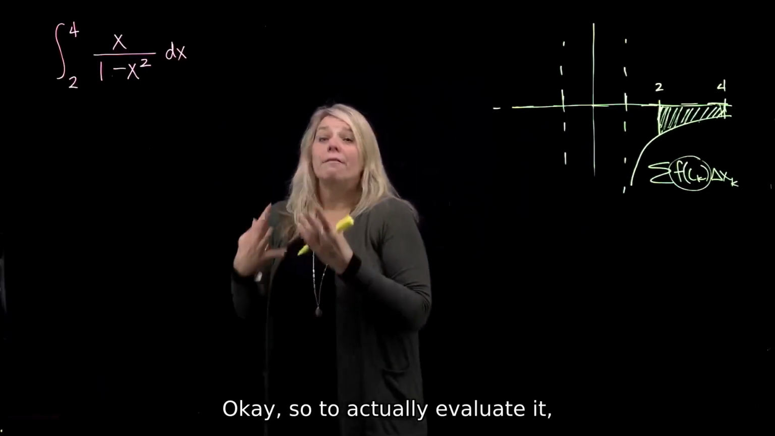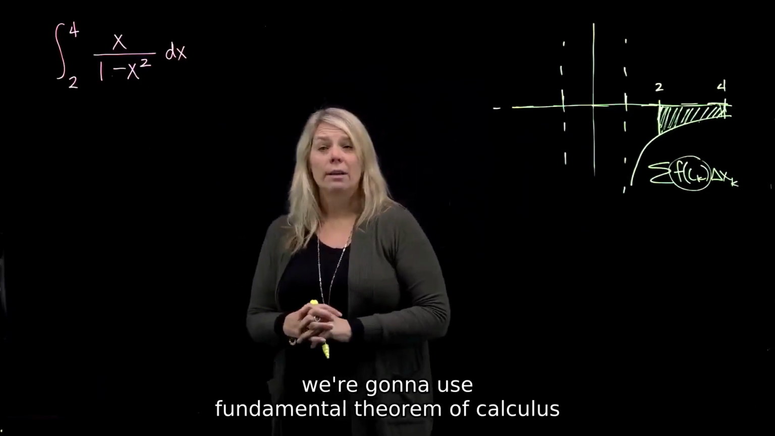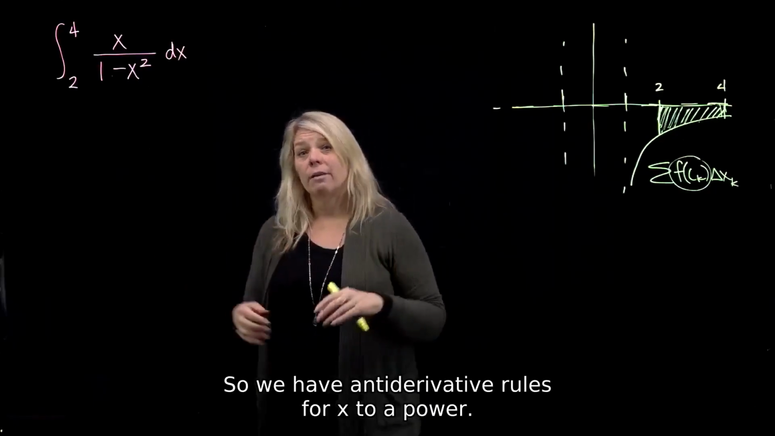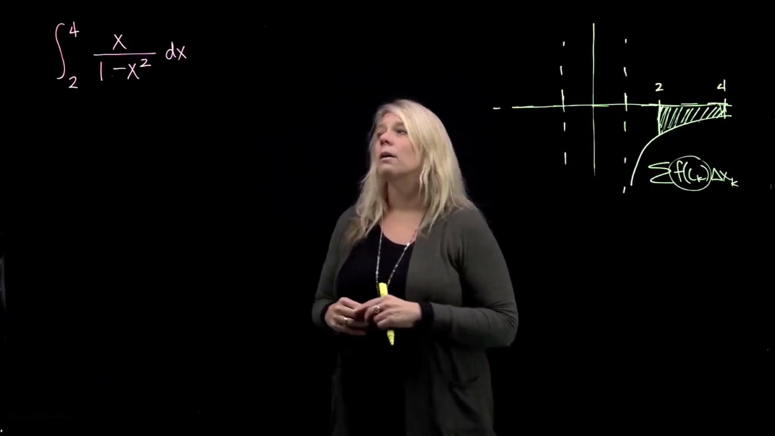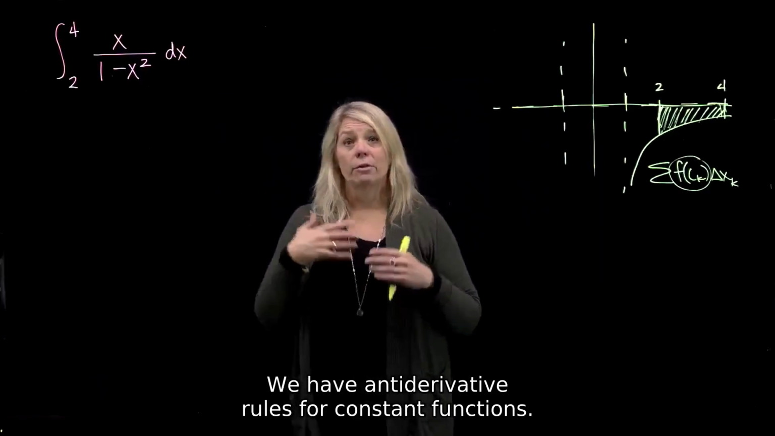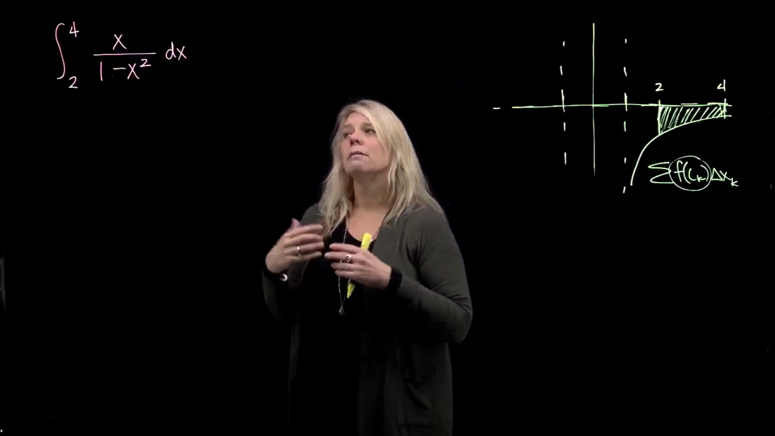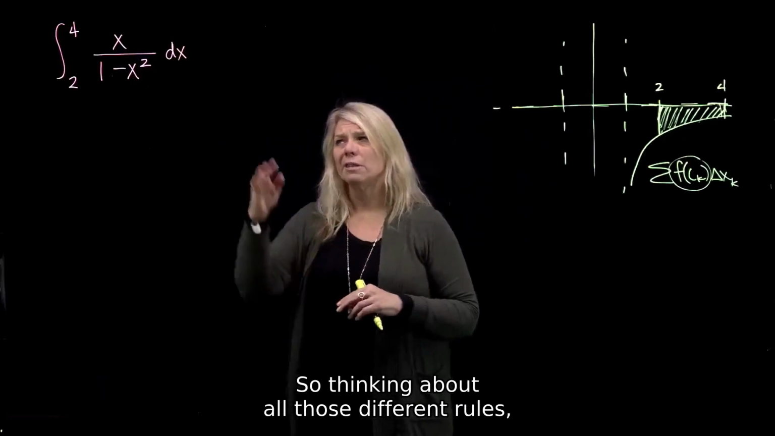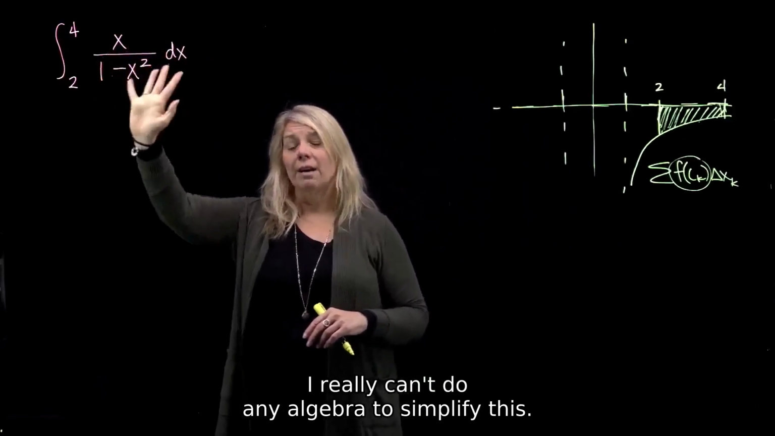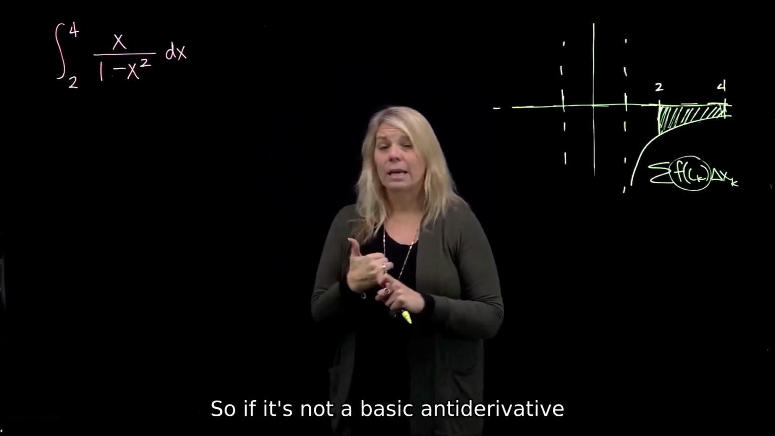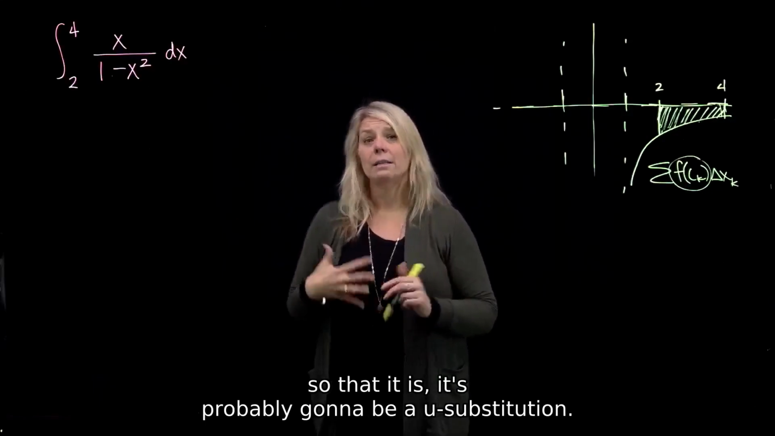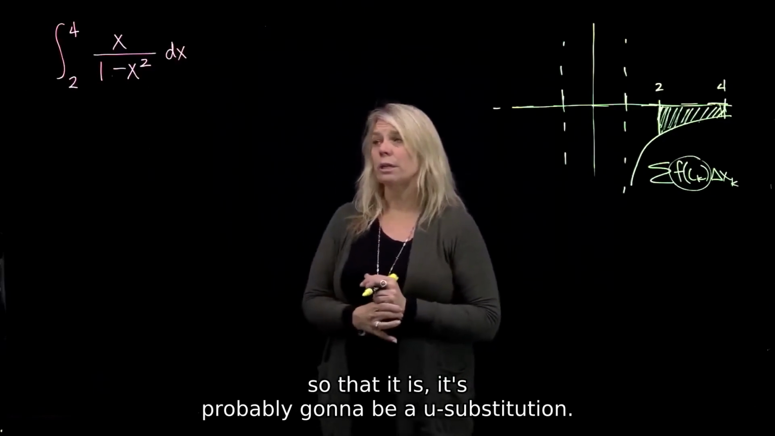Okay, to actually evaluate it, we're going to use the fundamental theorem of calculus, so I need to find an antiderivative. We have antiderivative rules for x to a power, for 1 over x, and for constant functions. Thinking about all those rules, none of them are exactly this, and I really can't do any algebra to simplify this. So if it's not a basic antiderivative, and I can't simplify it with algebra so that it is, it's probably going to be a u-substitution.